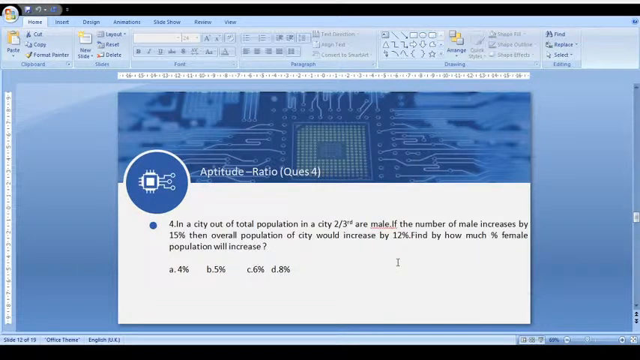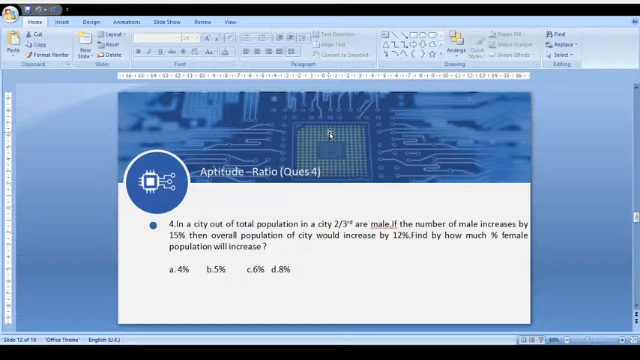Question number 4. Question: in a city, out of total population, 2/3 are male. If the number of males increases by 15% and the overall population of the city would increase by 12%, then find how much percent the female population will increase, right?